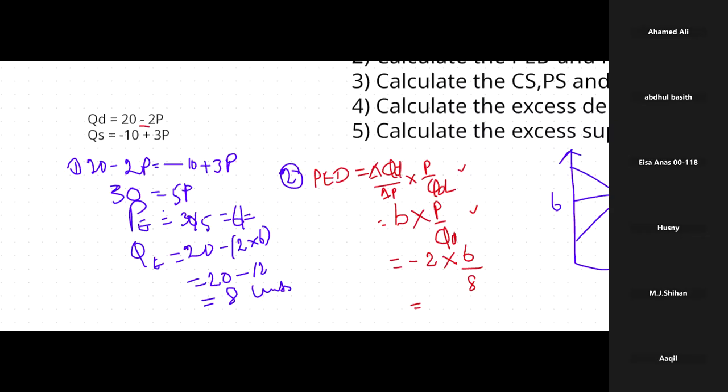Price at equilibrium, now they are asking. Therefore, price is 6 rupees, quantity 8. So minus 2 into 6 over 8 gives minus 1.5 as the answer. Everybody understood this PED answer? In some past papers they give 4 marks for this. Minimum 2, definitely minimum 2. Less than 2, we don't have past paper questions. Is it okay? 2 marks, 4 marks, let it come.